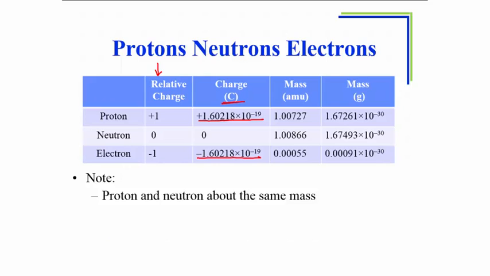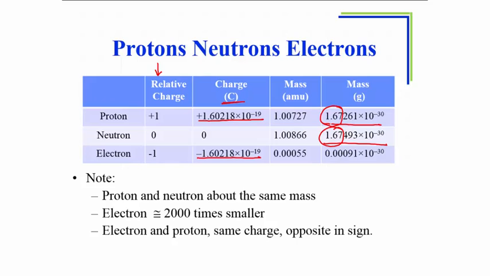Okay, if we go over here to the right-hand side, we see that protons and neutrons have about the same mass. They are not the same, but they are close. So here's the mass in grams. And as we look at that, they are the same to 2 places after the decimal point the way we've written it here. But beyond that, they do change a bit. Now, the electron, on the other hand, is about 2,000 times smaller in mass than the proton or the neutron. So very, very tiny comparatively. All right, I've mentioned that already. Same charge, but opposite in sign.